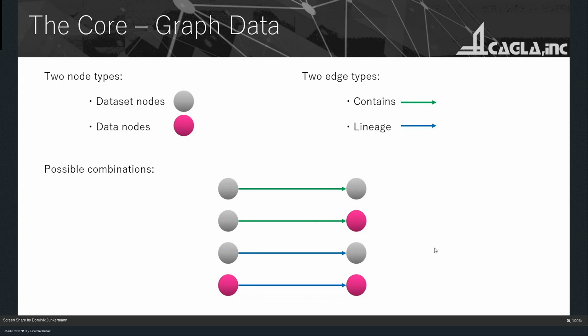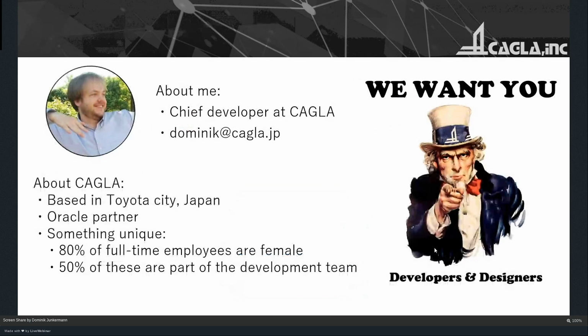What I forgot to do in the beginning was to introduce myself. Like I said, my name is Dominik Junkermann. I'm chief developer here at Kagla. Kagla is based in Toyota City, and we're happy to be an Oracle partner. Something unique about Kagla as an IT company, in my opinion, is that 80% of our full-time employees are female, and half of them are working inside the development team. And as you can see on the right side, we are still hiring.